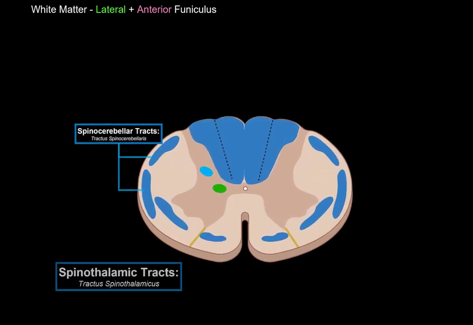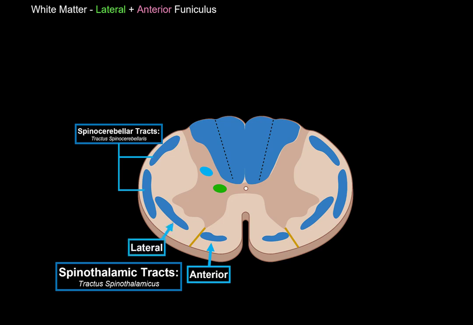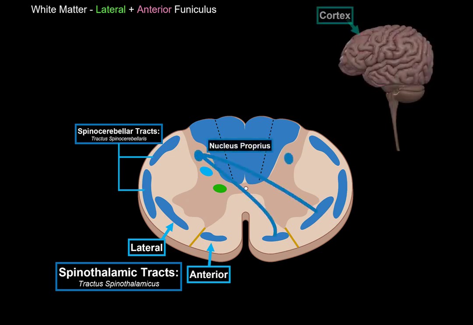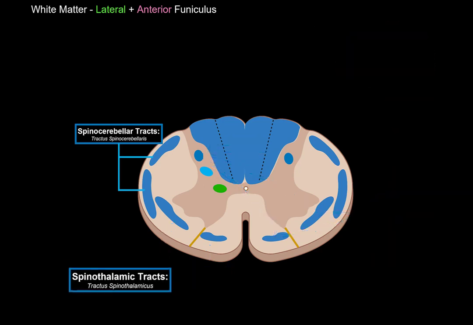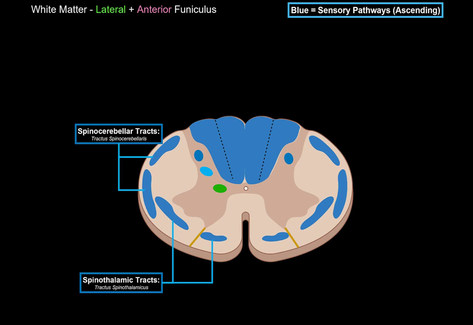Next, we have the spinothalamic tract, and there are two spinothalamic tracts in our spinal cord. There's the anterior spinothalamic tract in the anterior funiculus, and the lateral spinothalamic tract in the lateral funiculus. These two tracts are formed by axons coming from the nucleus proprius, and then they ascend to the cortex. And since they go to the cortex, they're responsible for conscious sensation of pain, temperature, pressure, and touch. So that was all the sensory tracts of the spinal cord.